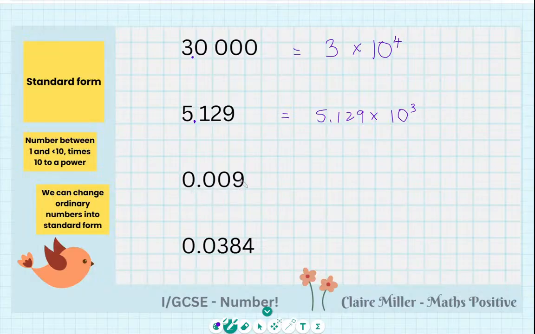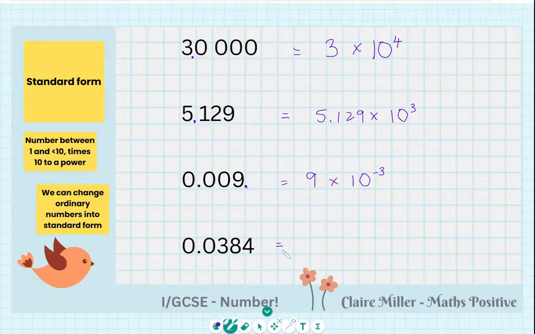What about this one? This one's got lots and lots of zeros towards the beginning of it. This is quite a small number. The decimal point would have to be here after the 9 in order for this to be, it would be a whole number, wouldn't it? It would just be 9 in order for it to be a number that's in between 1 and less than 10. So we're going to end up timesing by 10 to the minus something. In other words, dividing by 10 to get it back to where it started. How many times would we need to do that? 1, 2, 3. We'd have to do it 3 times. 9 times 10 to the power of minus 3.